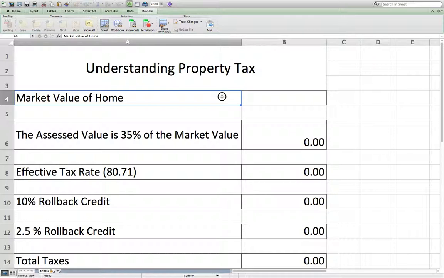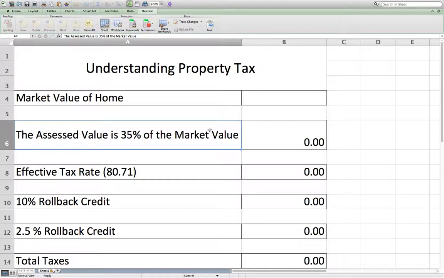And the first thing that's required is the market value of the home. Now, this is important to know because you're not actually taxed on the market value of the home, but rather on the assessed value of the home, which is 35% of your market value. So once you have your market value, you can multiply that by 0.35, or 35%, and that's going to get your assessed value of your home.